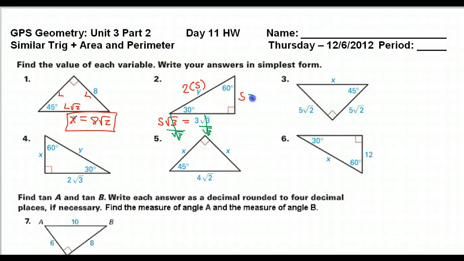So that tells me that the short leg is 3, which means that is going to come in here. So this is going to be 2 times 3. So that's why y is 6. Right there, y is going to equal 6. Oh, I guess that was the only variable, so y is 6. Okay, over here.